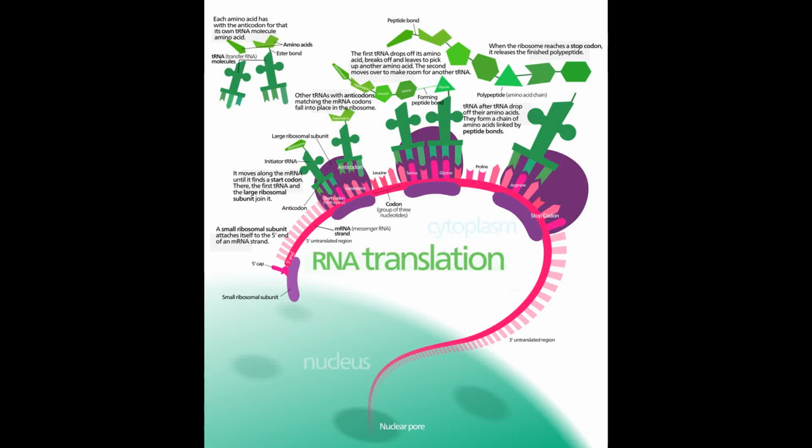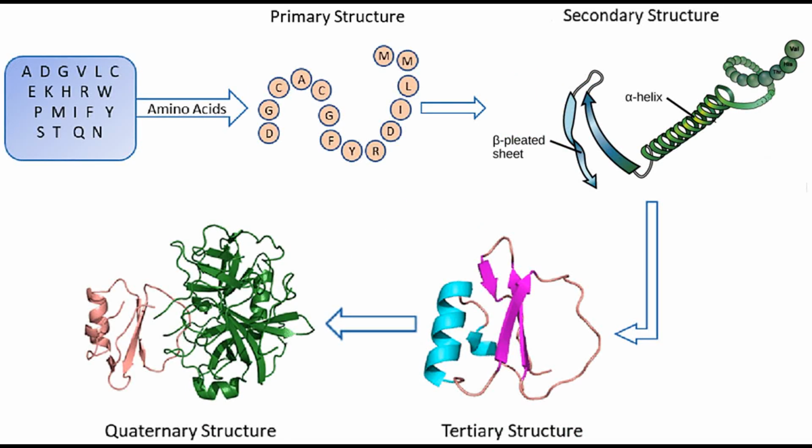The polypeptide breaks free and undergoes folding. The primary structure of the protein is the amino acid sequence. The secondary structure is the spirals and pleats formed. The tertiary structure is whether the polypeptide is globular or linear, and the quaternary structure is whether the polypeptide requires another polypeptide to be fully functional.